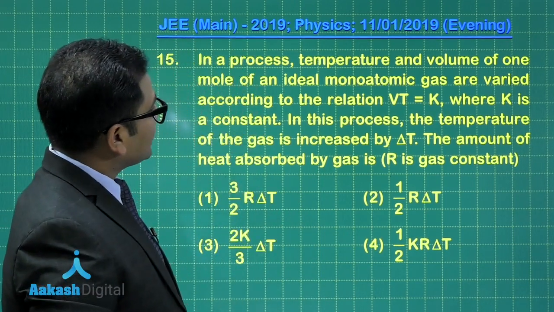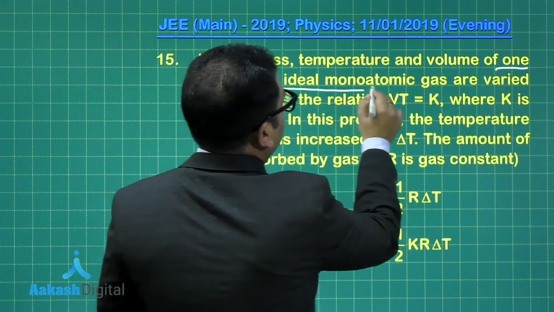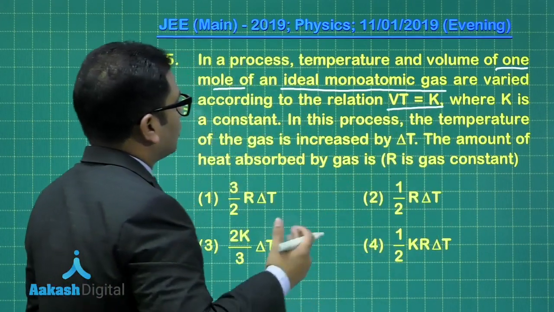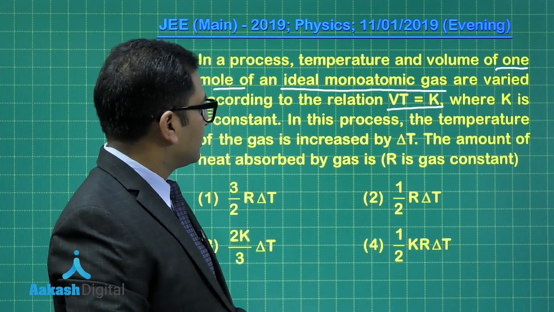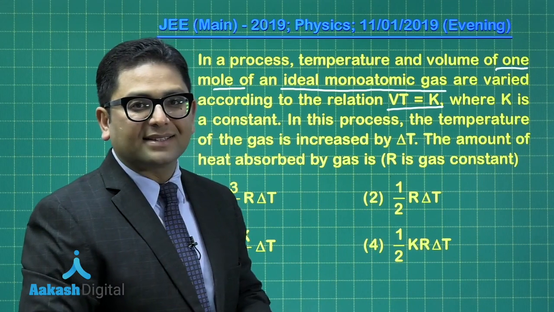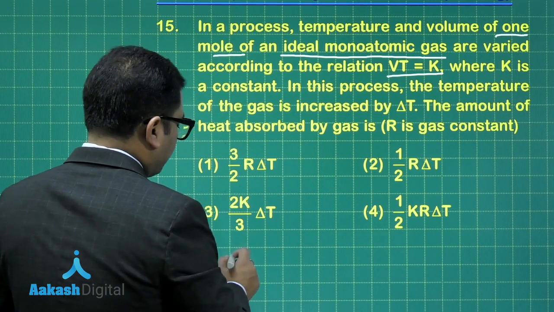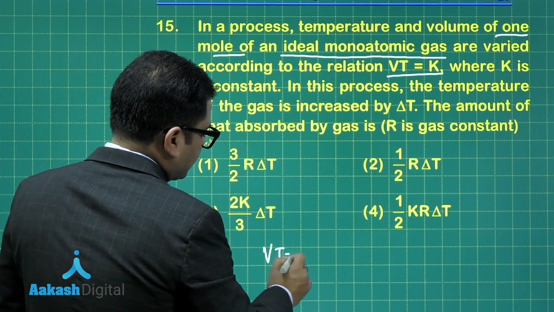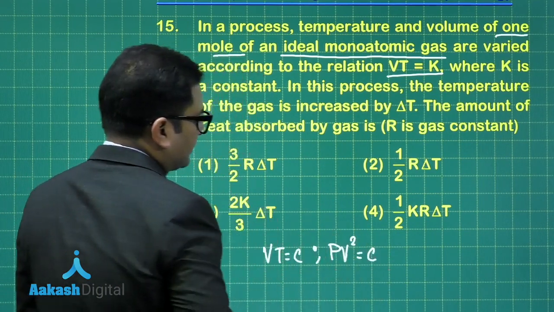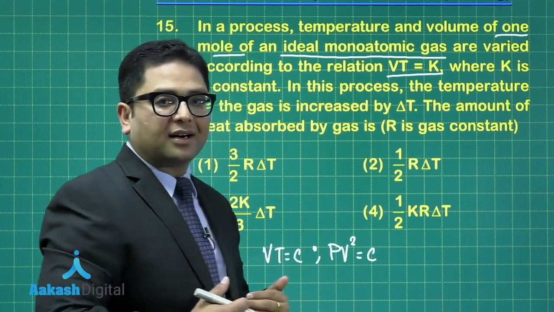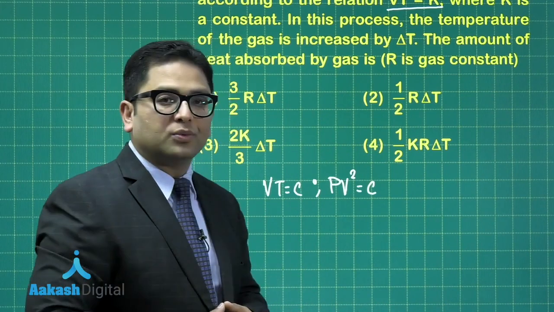So here, there is a process where temperature and volume of 1 mole of an ideal monoatomic gas is varied according to this. K is a constant. And in this process, we need to calculate the amount of heat absorbed by the gas. Well, if I want to calculate that, what I will do is, first, T by V squared is constant. That can be written as PV squared is constant because T is PV upon nR. So it's basically a polytropic process with polytropic coefficient 2.